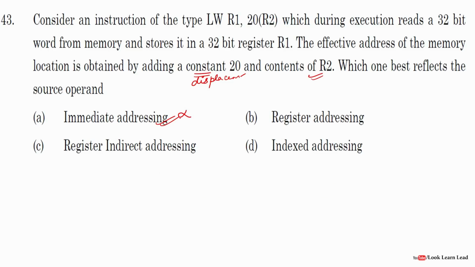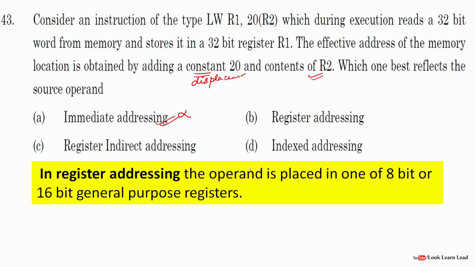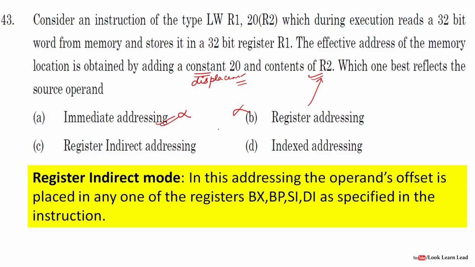Next is register addressing. The operand is placed in the register. But here it is not just in the register; we are adding some displacement also. So this is not our option. Third is register indirect. In this, the operand offset is placed in one of the registers, but here we are not just using the offset, we are adding the displacement. So this is not the answer.